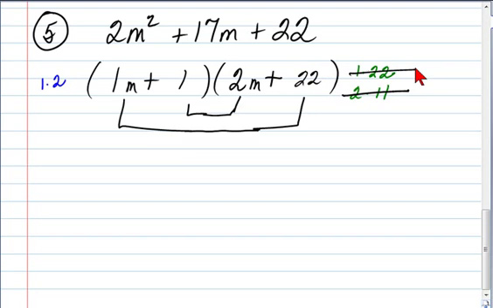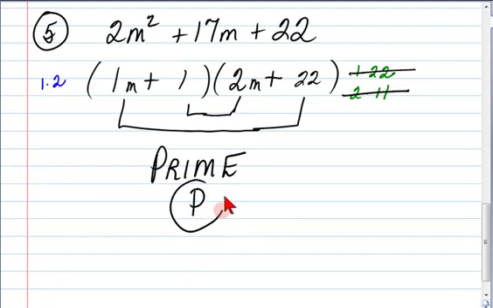Nothing works. When nothing works, the mathematical name for that is this has no factors other than itself and 1, which means it's prime. It is a prime polynomial. When you can't factor, it's called prime. My math lab will tell you to type a capital P for prime.